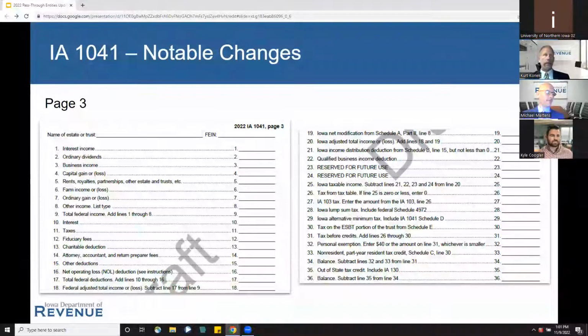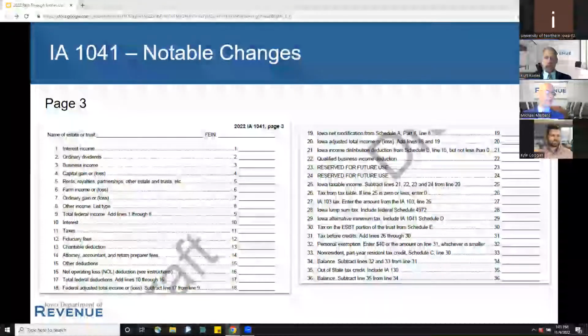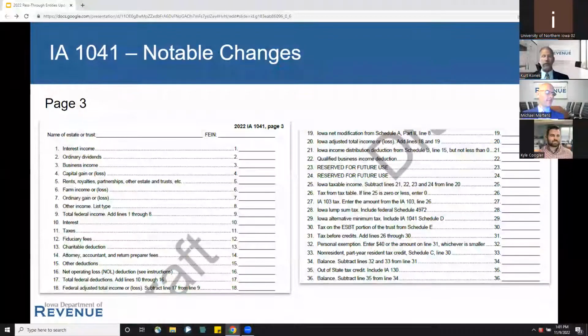Okay, and here's the flow of the number section of the 1041 return. Over on the left hand of the screen, that's going to be information that you pull directly from the federal return. So that's easy peasy. You get all the way down to line 18 and you come up with your federal adjusted total income amount, which should match the federal return.